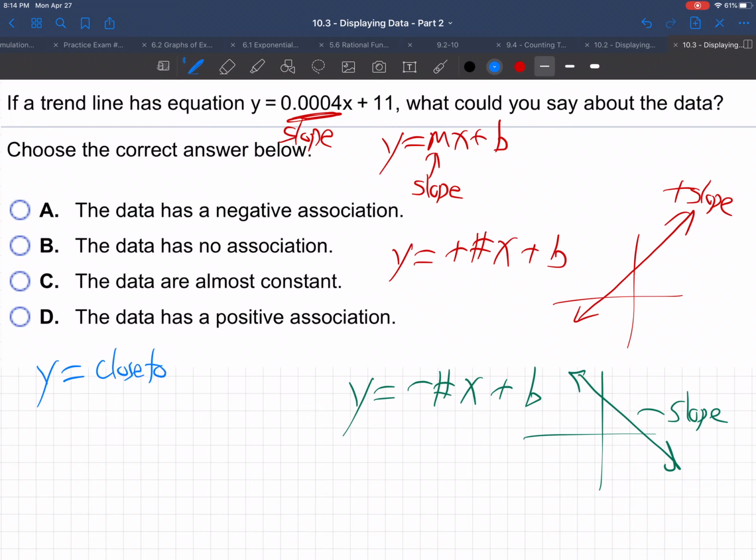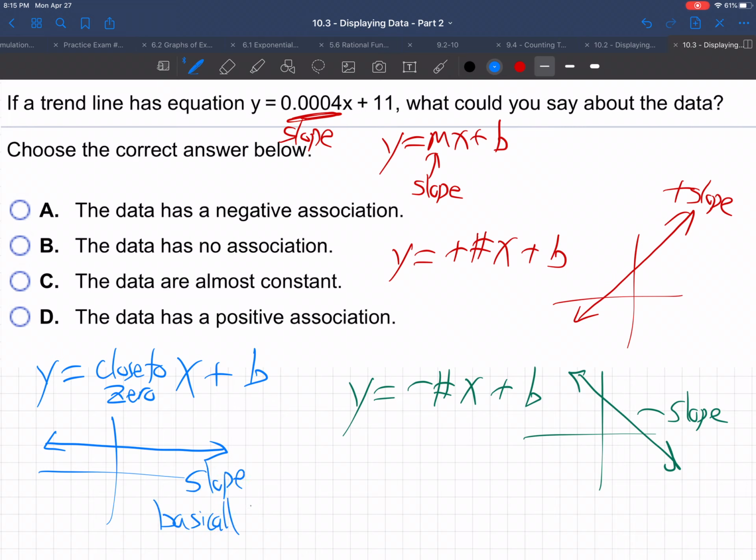And then the third case, if you have a number that's close to 0 times x plus b, then that's going to be a line that's basically flat. The slope is basically 0. Might be barely positive or negative, but it's basically 0. That's what we have here. See how low this slope is? 0.0004. That's basically 0. That's close to 0. So that's going to be C.